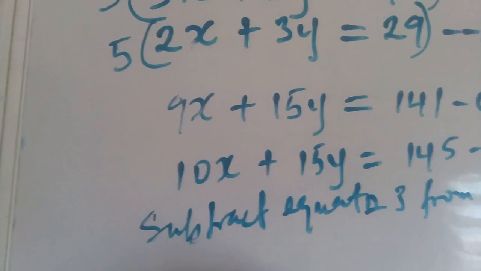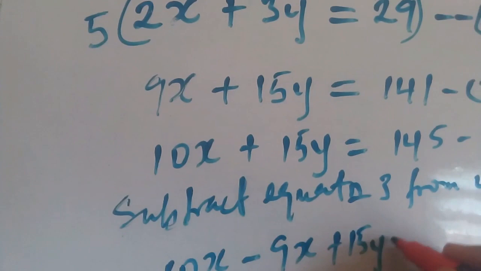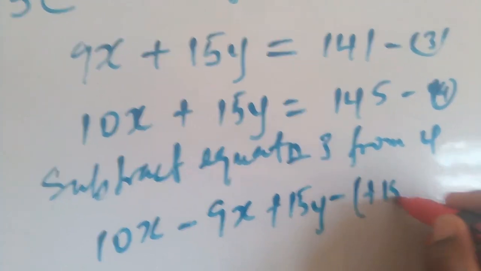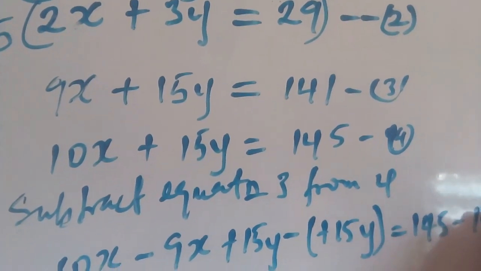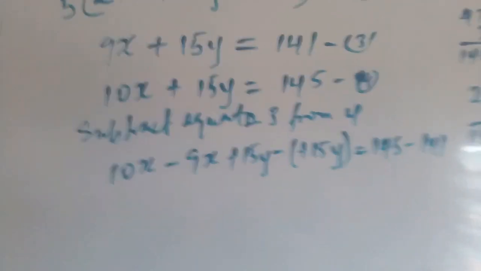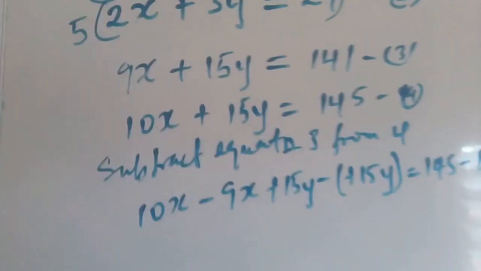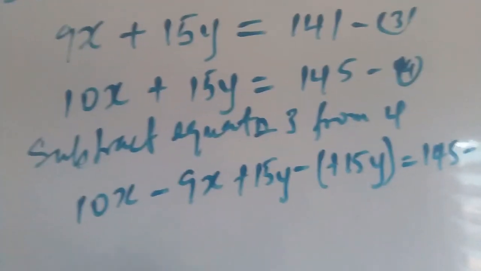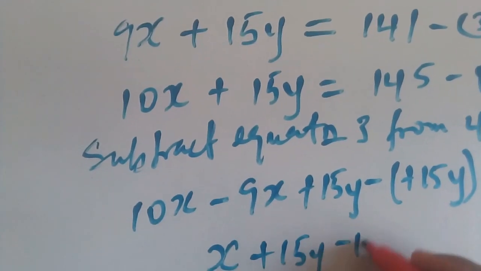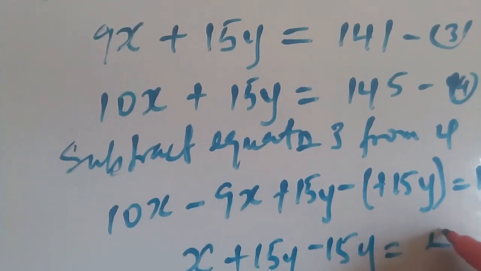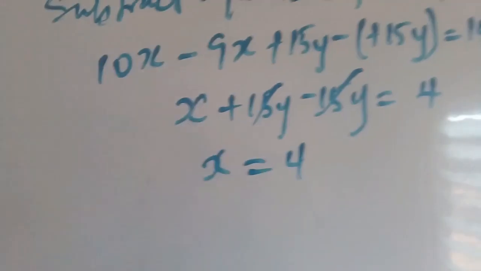So I have 10x minus 9x plus 15y minus 15y equals 145 minus 141. After subtracting equation 3 from 4, I have 10x minus 9x, that would be x, plus 15y minus 15y equals 4. So the y terms cancel out, and our x will be equal to 4.